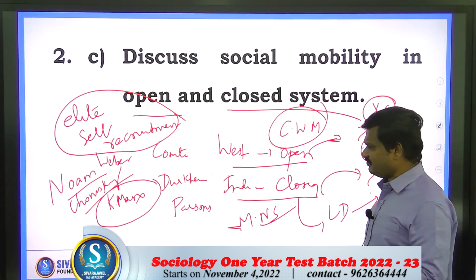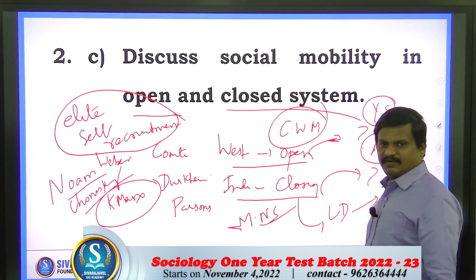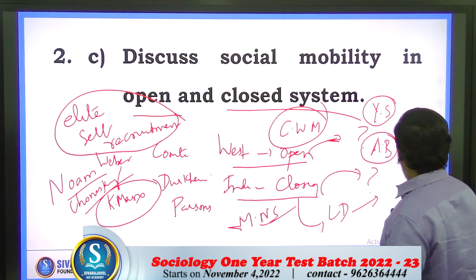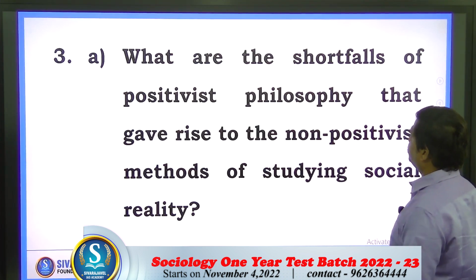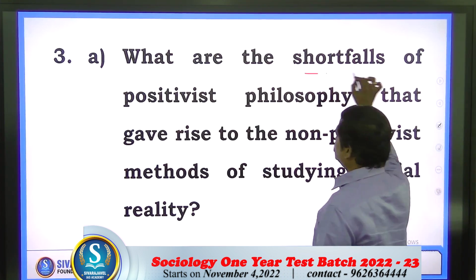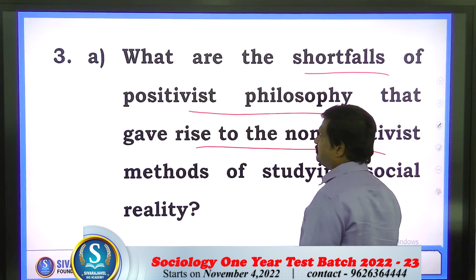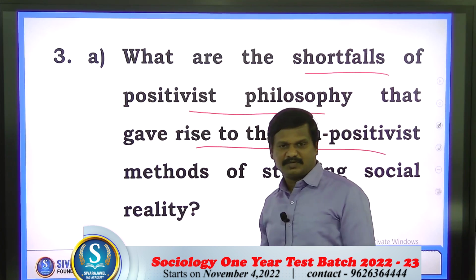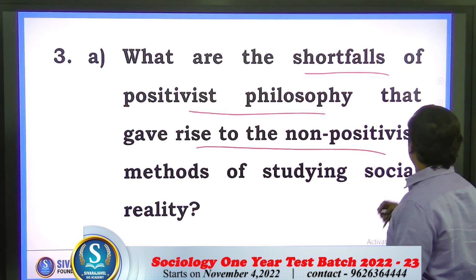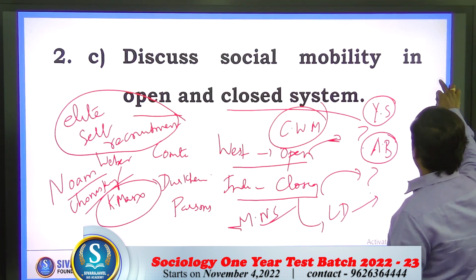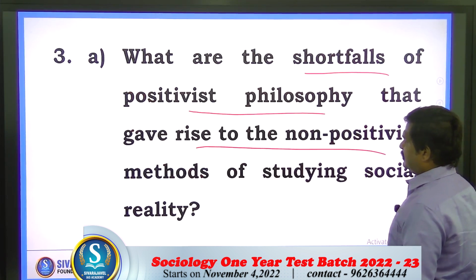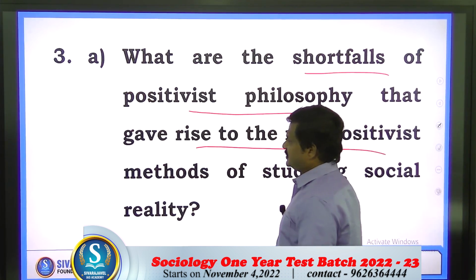This question is a very frequently asked question. Now, go to the next question, 3A. Shortfalls of positivism that gave rise to non-positivism. Very simple question. How simple can a question be? Very simple question they have asked. So, what are the pitfalls of positivism?